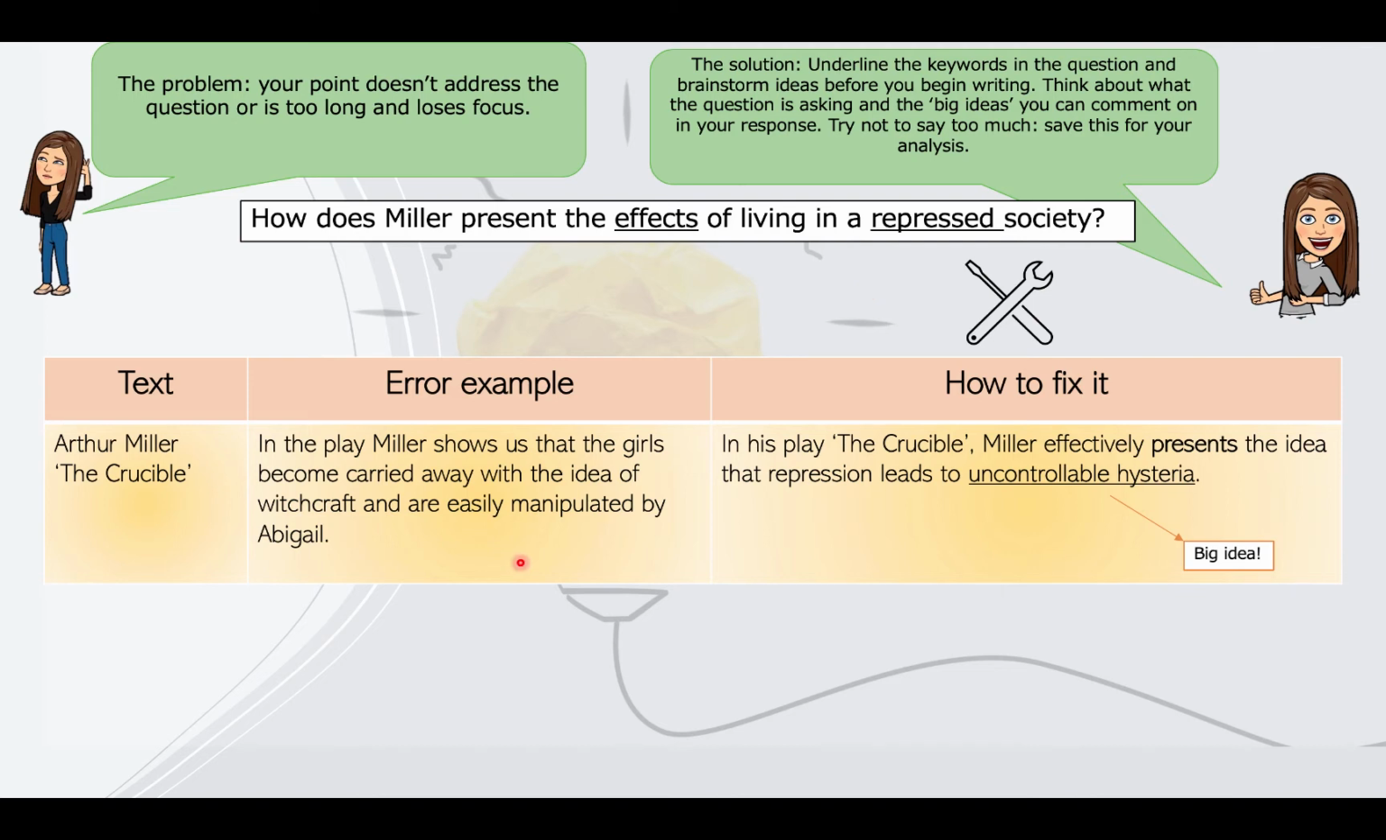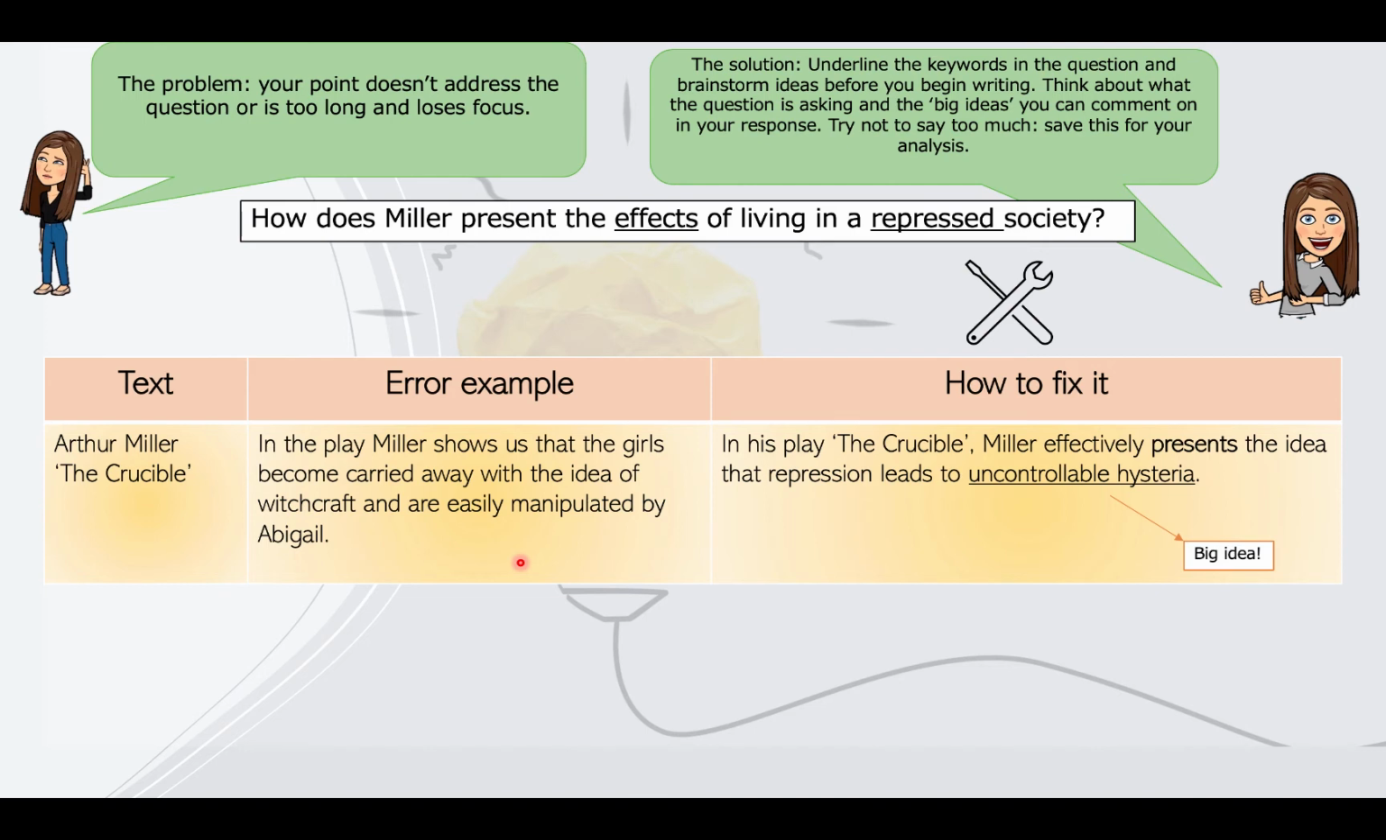So let's have a look at our error example. In the play, Miller shows us that the girls become carried away with the idea of witchcraft and are easily manipulated by Abigail. Now, in the play, Miller does show us both of those things. He does show us that the girls get carried away, and he does show us how powerful and manipulative Abigail is. However, that does not directly go back to the question.